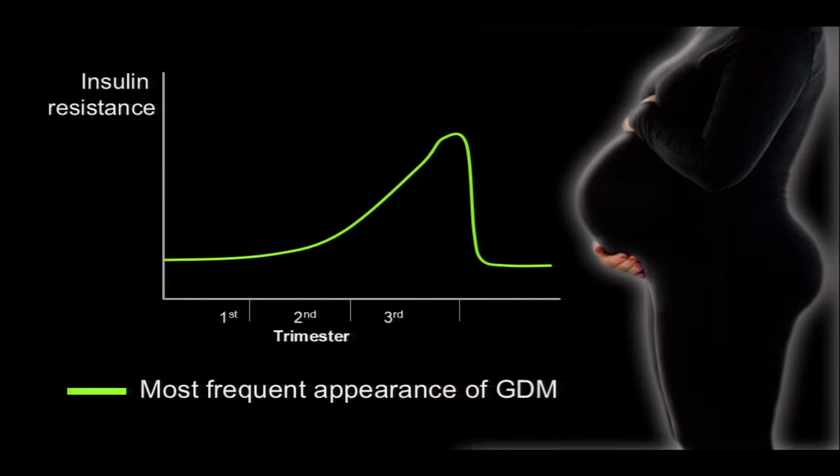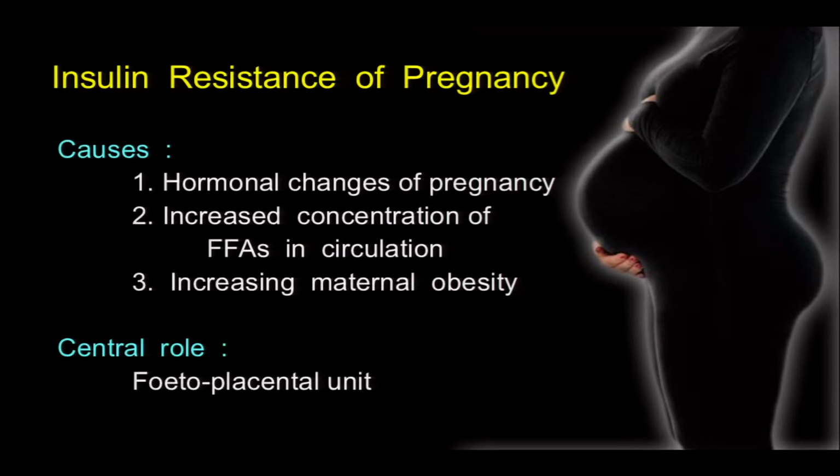As you can see in this slide, insulin resistance peaks during third trimester of pregnancy, which is responsible for the most frequent appearance of gestational diabetes mellitus during third trimester of pregnancy. That is the classical true GDM, which occurs as a manifestation only during third trimester. Now this insulin resistance of pregnancy is caused by hormonal changes of the pregnancy, increased concentration of free fatty acids in circulation and increasing maternal obesity. And the central role is played by the fetoplacental unit.